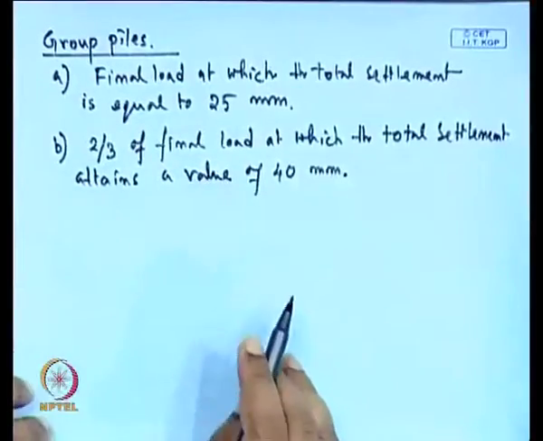So, these are the conditions that you have to satisfy when you determine the load carrying capacity of the pile, single pile as well as the pile group. I have discussed the initial test, the routine test, the test pile and the working pile, and the conditions by which we can determine the load carrying capacity of the single pile as well as the group pile.